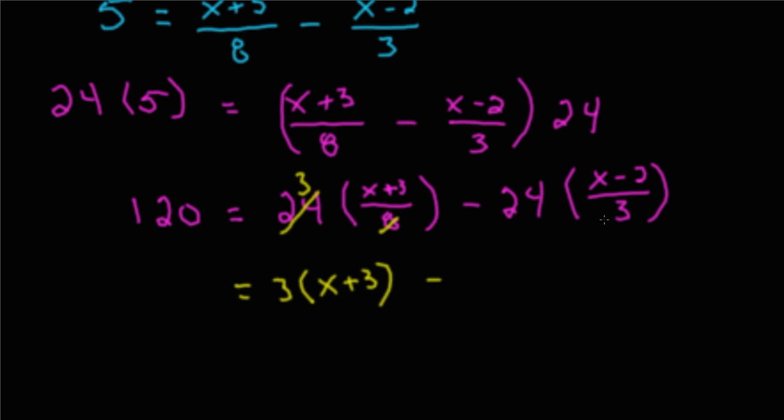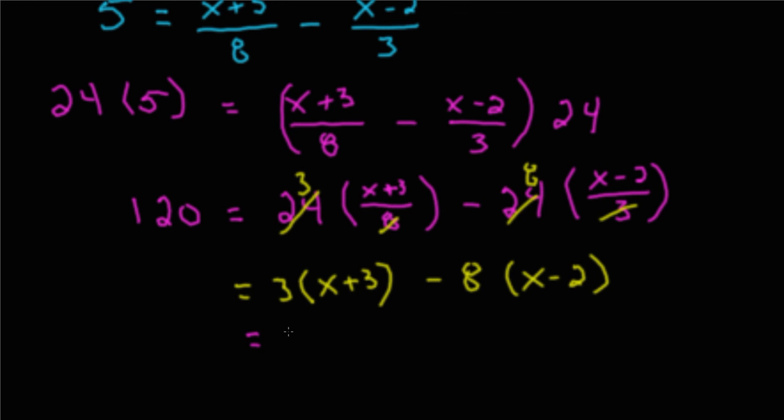And then we can do the same thing here. 3 goes into 24 8 times, so then we'll have a minus 8 times (x minus 2). And again, in all this, we haven't changed the value of our original equation at all. We're just rewriting it in different ways. So that's something that we can work with.